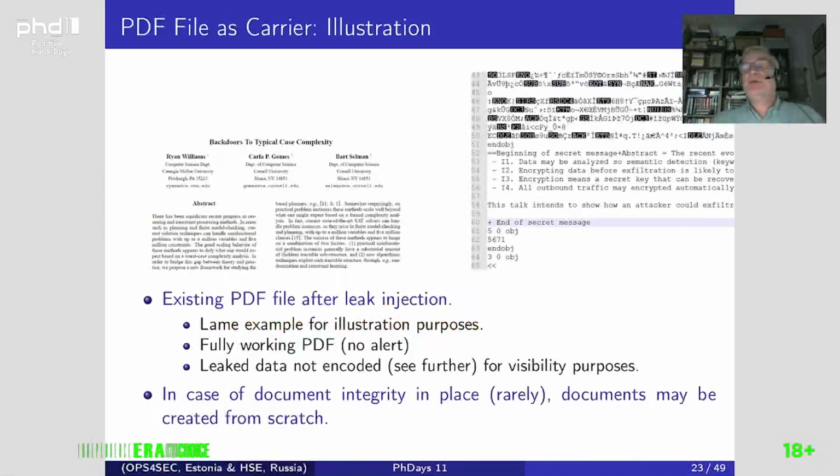Here, a very simple case. I have taken one PDF file, an academic paper from the internet, and I have hidden a secret message in it, in plain text. You can open the PDF, and there is no alert. Of course, here I have left the data in plain text for visibility purposes. We can apply what is coming next.